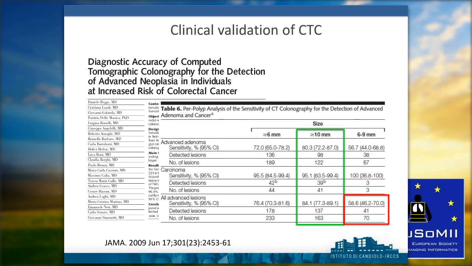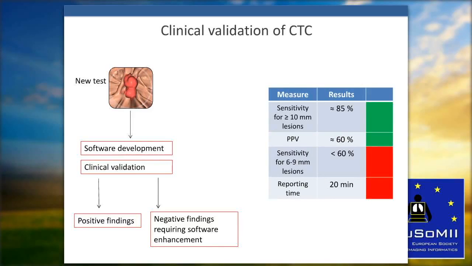And what we found out in this study, which was published 6-7 years ago in JAMA, is that we were pretty good at detecting big polyps, but we were very poor at detecting the intermediate-sized polyps that are still clinically relevant. So what this is, you can see like a traffic light, and the green light here means that we get pretty good results. The red light is poor results, so the low sensitivity for this intermediate-sized lesion, and also long reporting times.